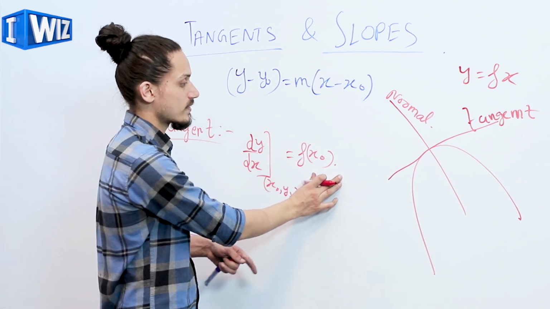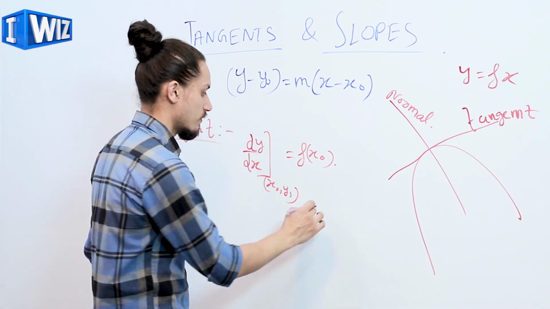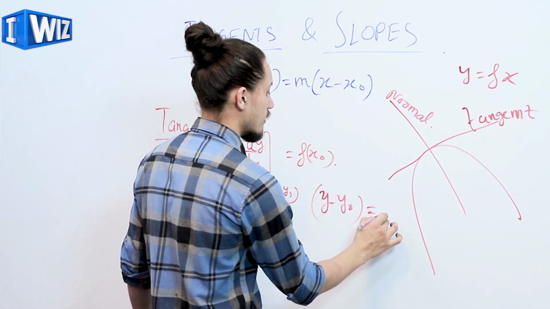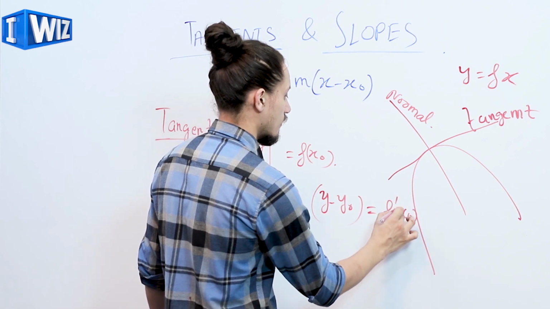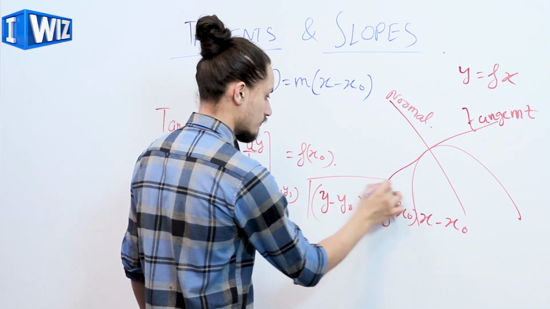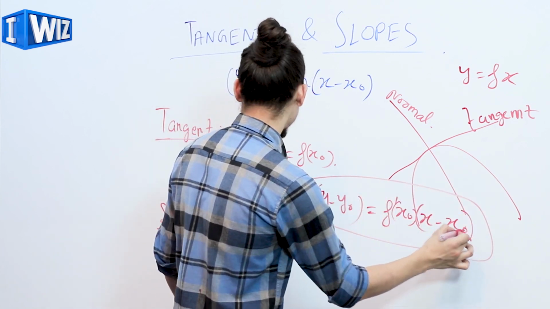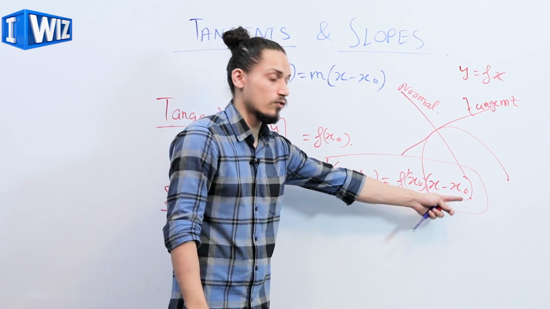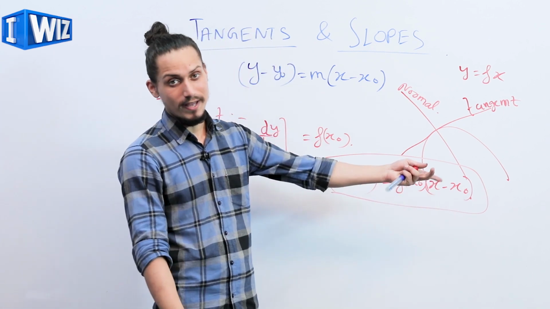And the equation of the tangent to the curve y is equal to f(x) at point (x0, y0) is given by y minus y0 is equal to f dash x0 into (x minus x0). This is the slope of the tangent, and this is the equation of the tangent at point (x0, y0) passing through the curve y is equal to f(x).